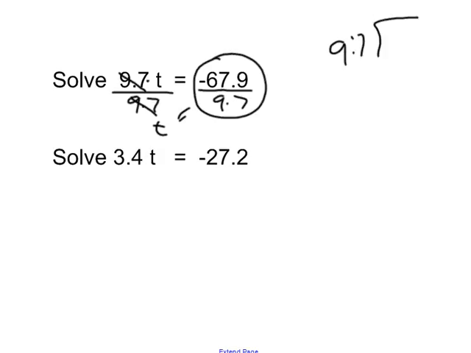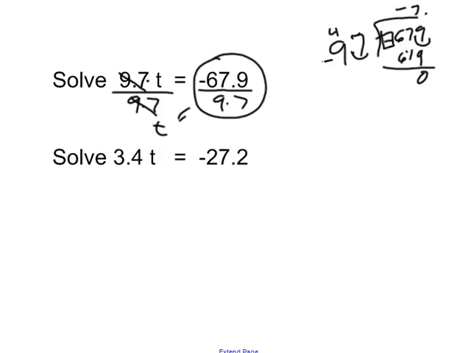Again, a calculator would work good. I move this decimal point one place, and I move this decimal point one place. 97 into 679 looks like it goes about 7 times. 7 times 7 would be 49, carry the 4. 7 times 9 would be 63, plus 4 would be 67. So it does go exactly 7 times, but I need to make sure I carry the negative sign through.